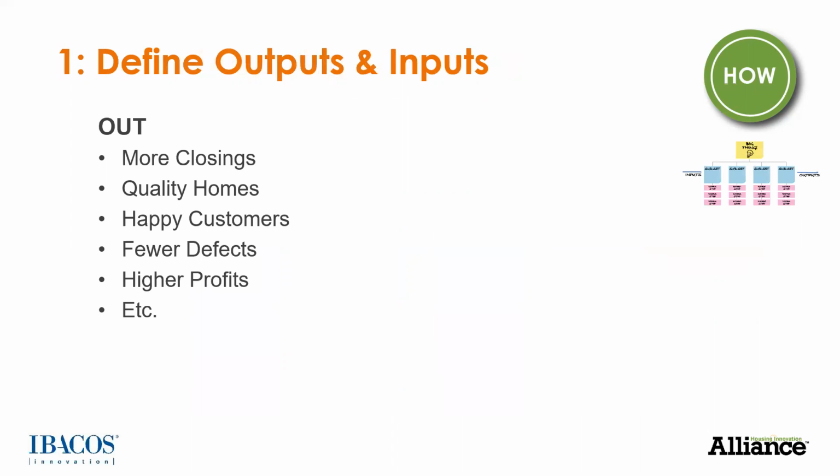So first, the outputs. What are you trying to do? Maybe improve product design or saving some money. In this case, these are the kind of things typically we'll hear a builder say. I want more closings. How many? I want a higher quality home. Against what metric? Happier customers will improve my satisfaction 5 points. Fewer defects, etc. So you always ask, what's at the end of the process? When we've finished, if we're successful, what have we got?